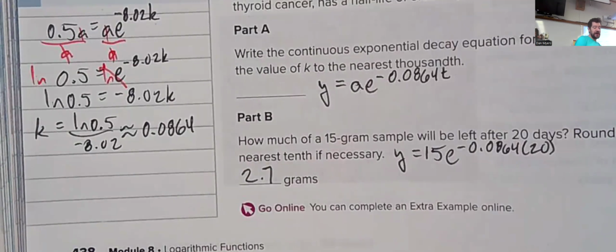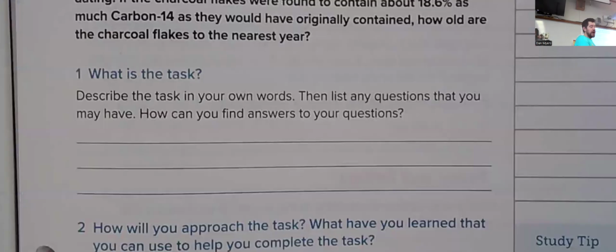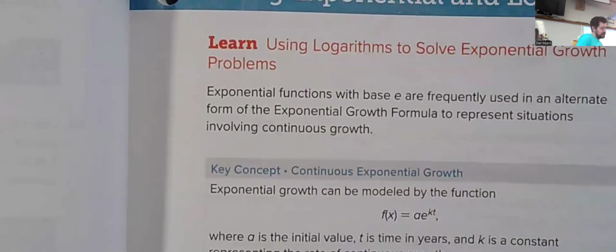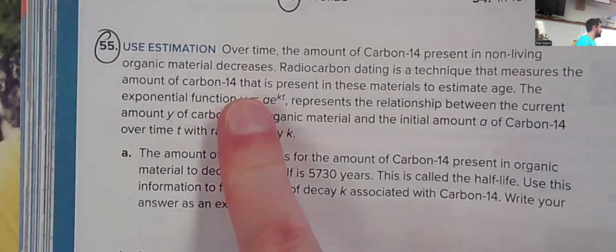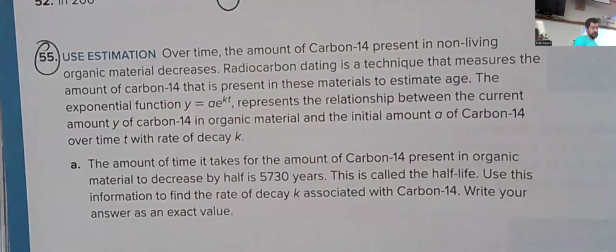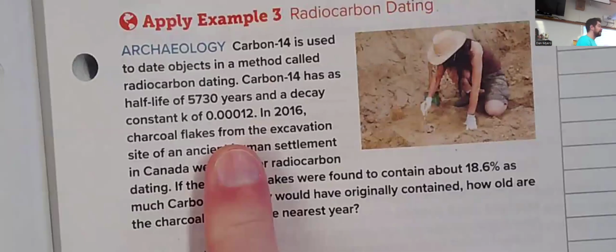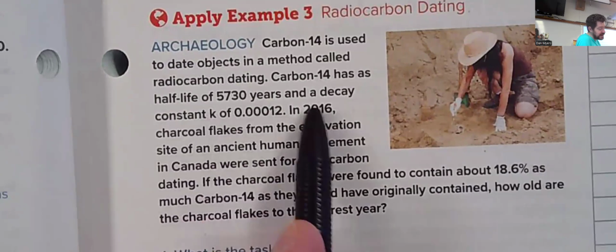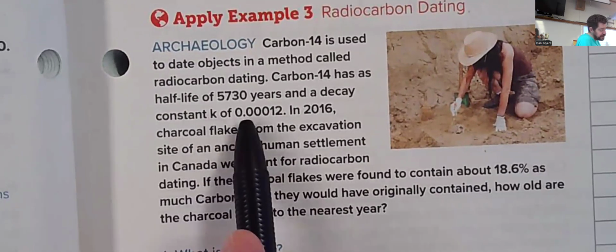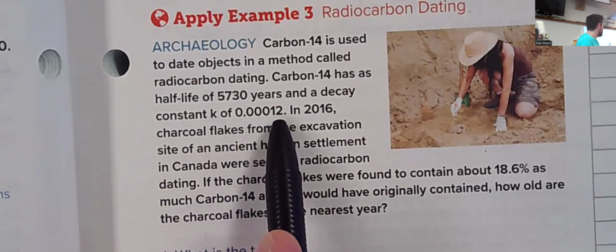Okay, last problem. Let's do this. Archaeology. We talked about carbon-14 back in, actually, Bryce had that question yesterday about lesson 8.4, problem number 55, that talked about carbon-14. This example here, carbon-14, is used to date objects in a method called radiocarbon dating. Radio meaning the radioactivity of the material over time. Carbon-14 has a half-life of 5,730 years and a decay constant k of 0.00012. So we have our k value.